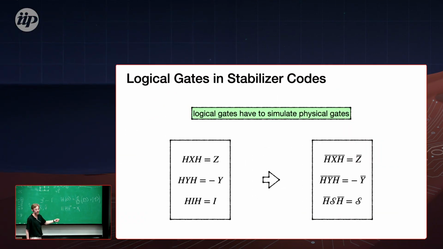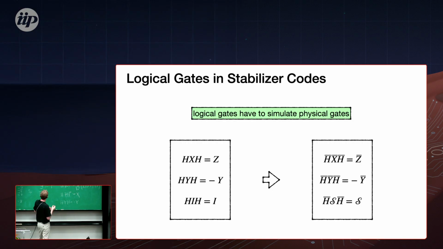An encoded Hadamard operator should do the same with the logical operators. And we should also verify that this holds for the logical Y operator as well. And it should be self-adjoint, so it should also keep the stabilizer group invariant so that we stay in our code. So these two conditions should be fulfilled. We should have the correct logical actions of our operators, and we should keep the stabilizer group invariant.